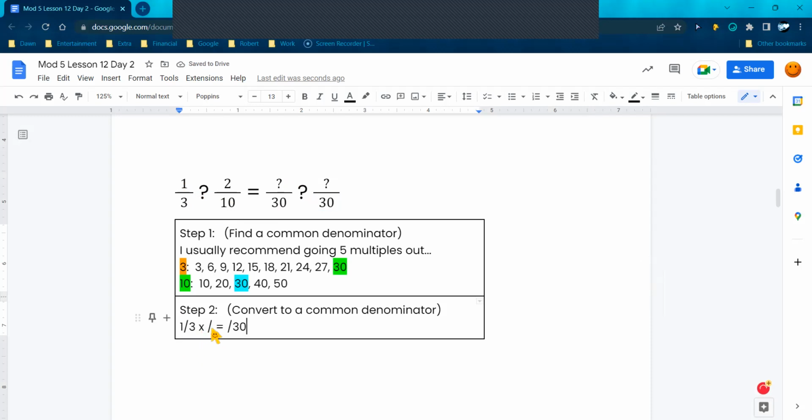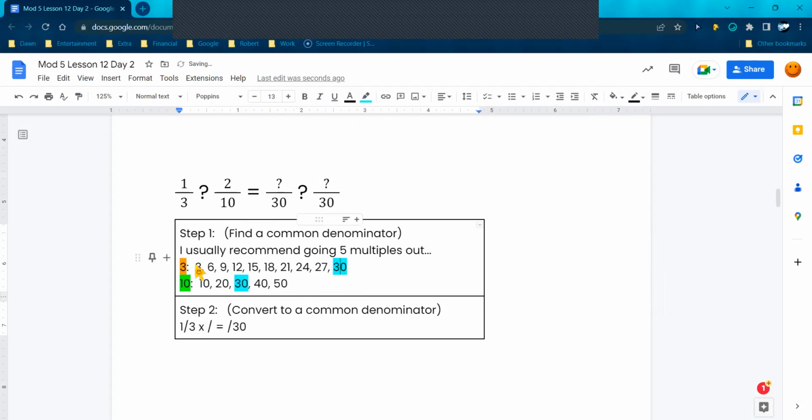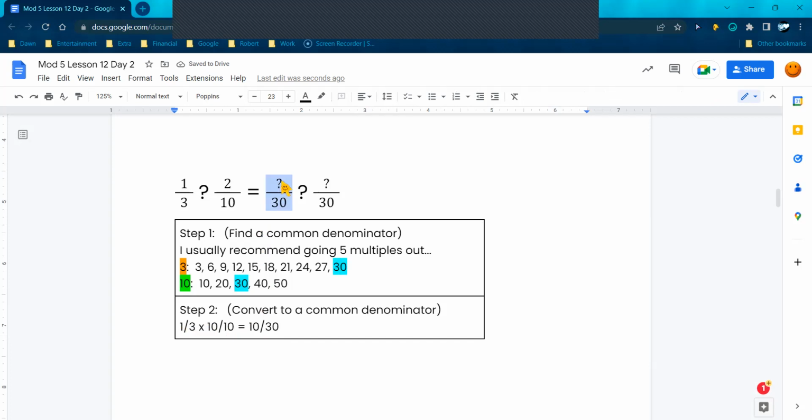So 3 times what number gives us 30? Let me fix this 30, you guys. It's supposed to be blue. I hit the wrong one. Now I'm going to count 1, 2, 3, 4, 5, 6, 7, 8, 9, 10. So it looks like I took this 3 and multiplied it by 10. Now when I do the denominator, I need to do the numerator. So 10 over 10. Then take the 1 and multiply it by 10. 1 times 10 is 10. Then right up here in the fraction, I can change the question mark to a 10. So we have 1 done.